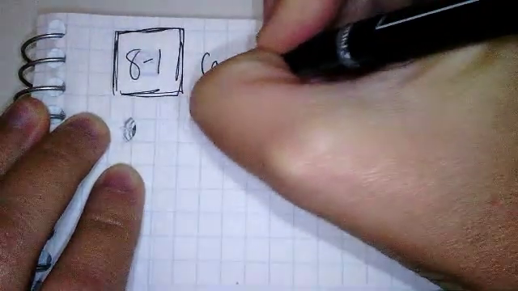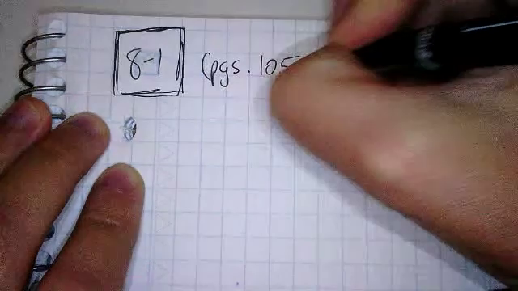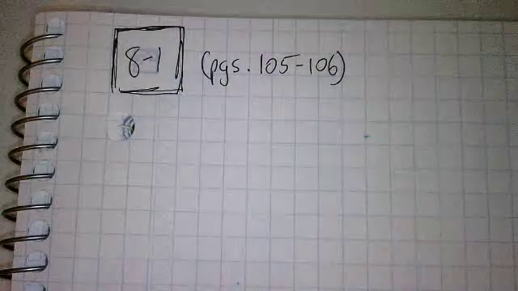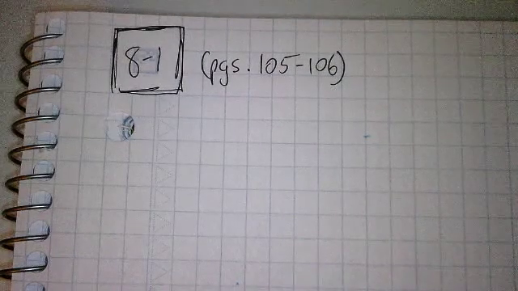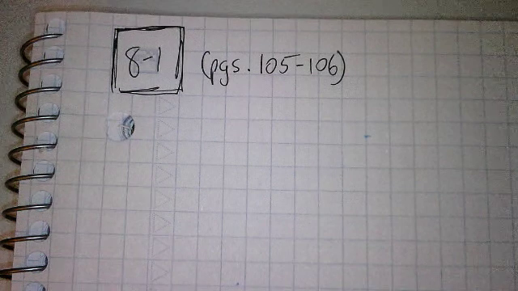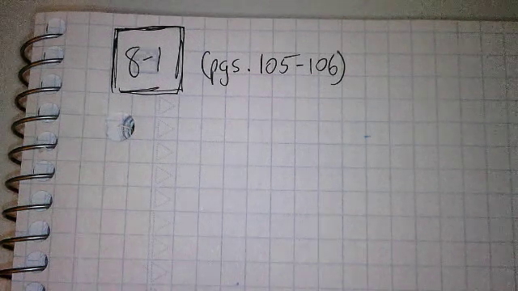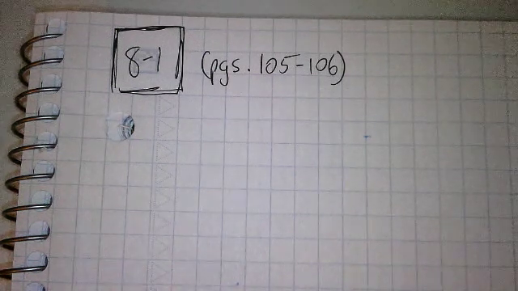All right, so we are on 8-1. It's pages 105 to 106 in your book. Like I said, I really need you to lock in with me today. It's a little bit tricky. It's not terrible, but I really need you to pay attention. So yes, we're doing 1-digit quotients right now.